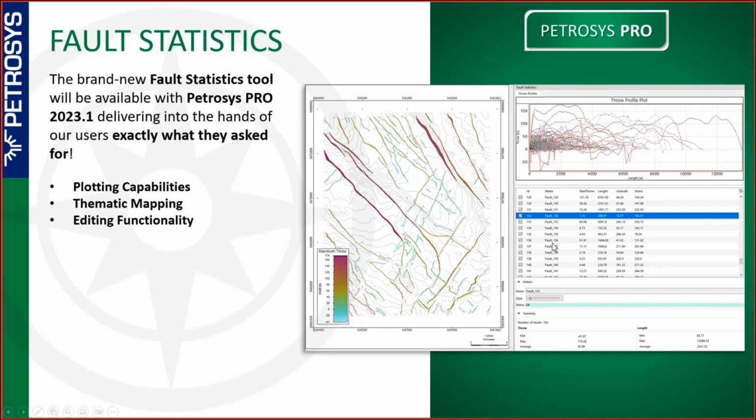It will then also include functionality that will allow you to thematically map that data on the map canvas itself. And then the final thing to note is some of the editing functionality. You will now be able to smooth out any sharp changes in throw across your throw profile plots. You can edit that by moving the nodes within the plot.